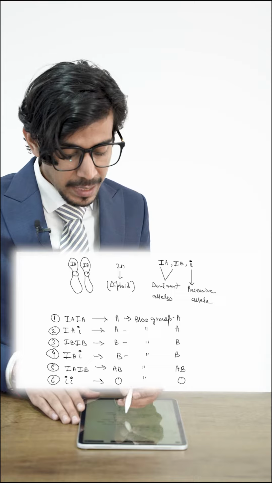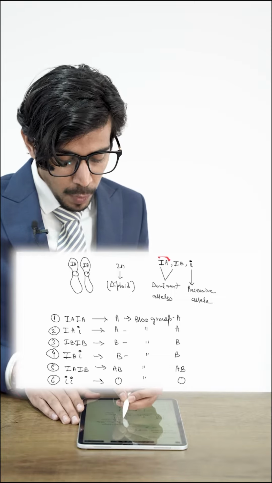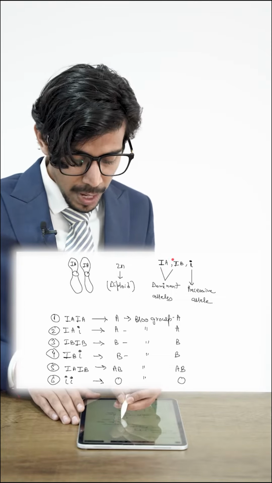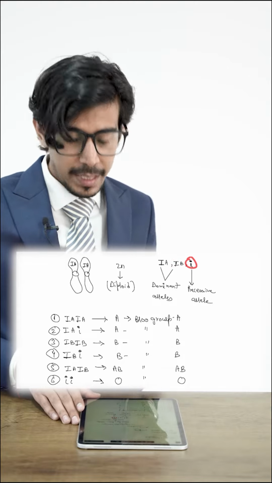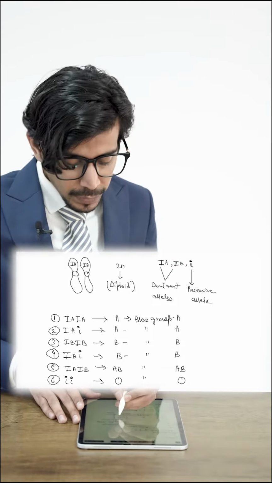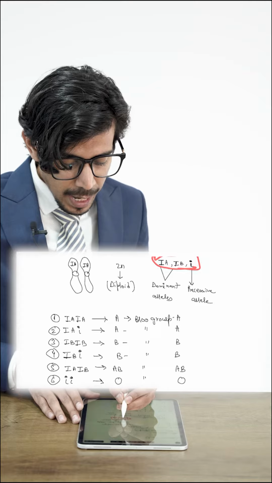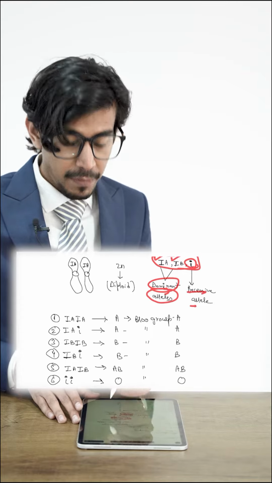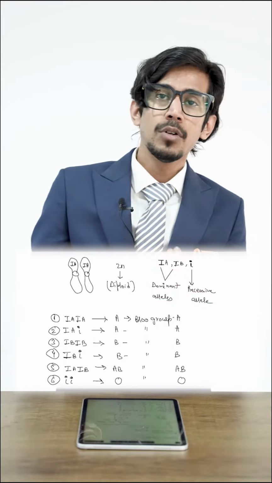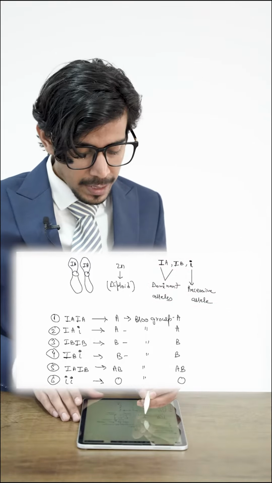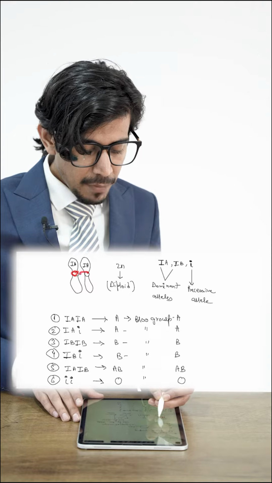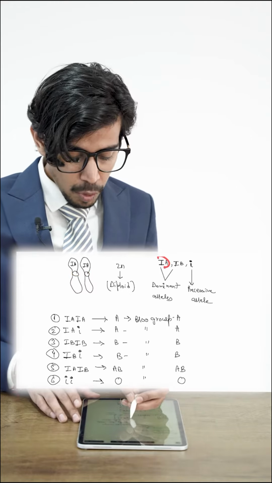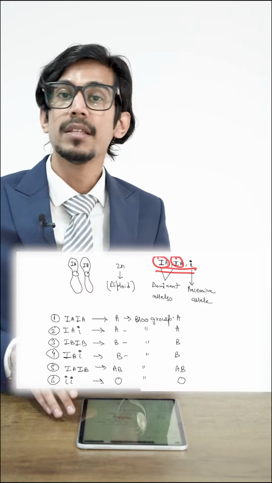Now, what are the 3 alleles that we are going to see? One is IA, one is IB, and the third one is small i. Out of these 3 alleles, capital IA and IB are dominant alleles, whereas small i is a recessive allele. As we know, humans are diploid organisms, that is 2n, so at any given time we cannot inherit more than 2 alleles out of these 3.